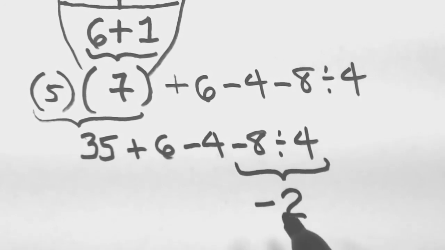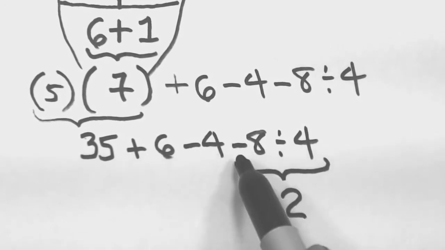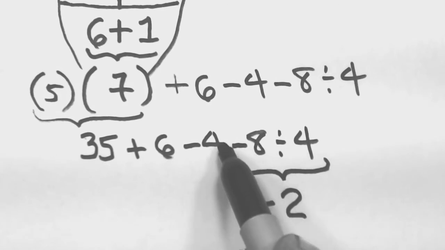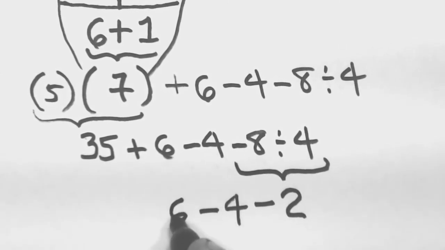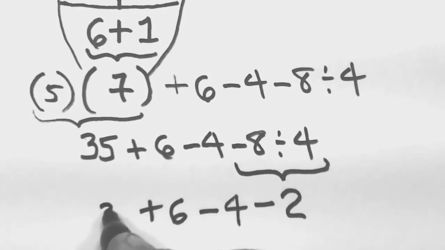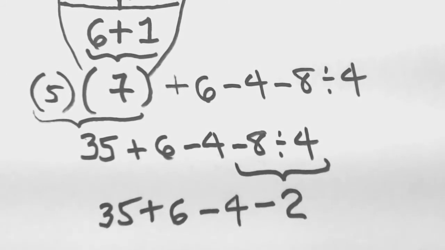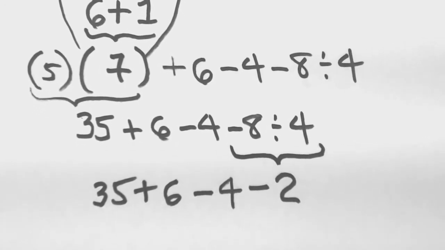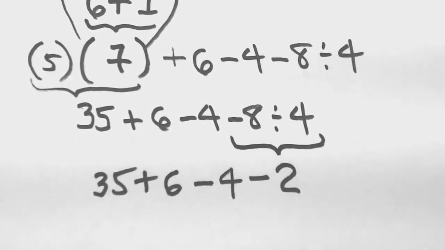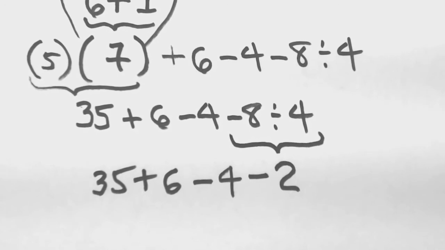Okay, now copy all the folks that haven't been used. We used that minus sign in front of the 8, but the 4 and the minus sign in front of it, the 6 and the plus and the 35, none of them have been used yet. Okay, so you see how you keep using the order of operations step by step here to be sure that you're doing things in correct order.